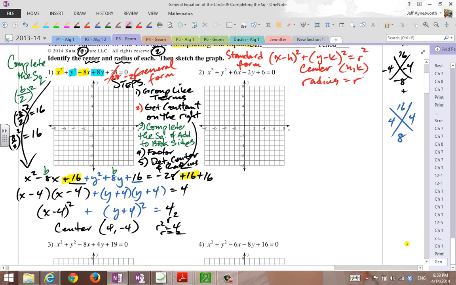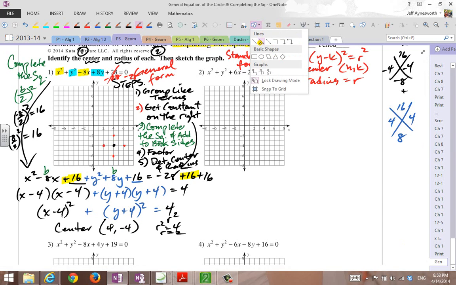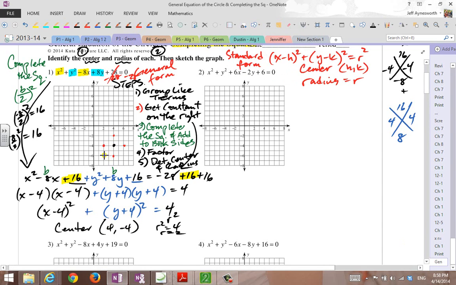All right, so here we go. We're going to graph. So 4 comma negative 4. So right 4, down 4, you're right here. And then you go radiate out 2. So you go up 2, right 2, down 2, left 2, and you graph the circle. So let's graph the circle. Get your compass out, and here we go.